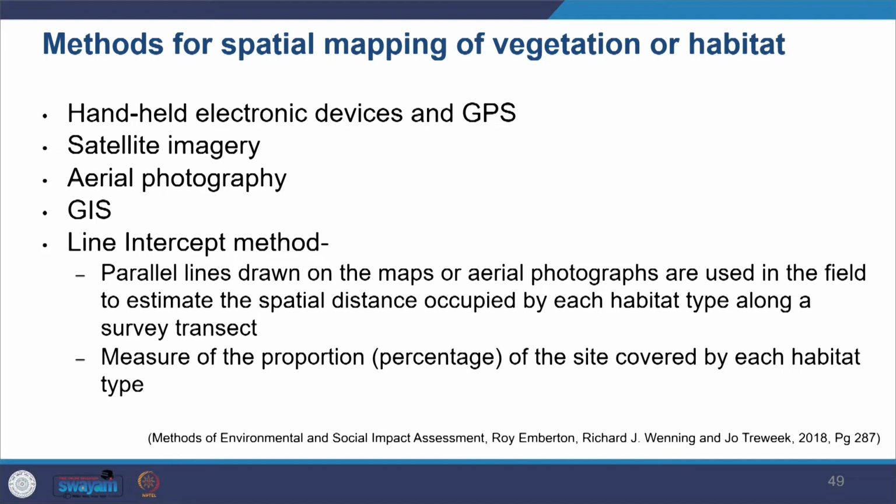And this approach provides the measure of proportion. So you look at the percentage of the site covered by each habitat type. So you get an idea about what the proportion is, what kind of varieties are there, and to what extent they are. So that all is provided here.